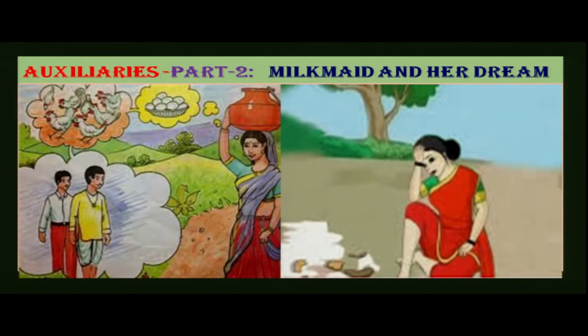And now look at the screen. There are two pictures. You guess and look at the title. We'll start the grammar session, Auxiliaries part 2, with again another story, Milkmaid and her dream. So you can guess the content, the topic or the subject matter of the story from these two pictures.